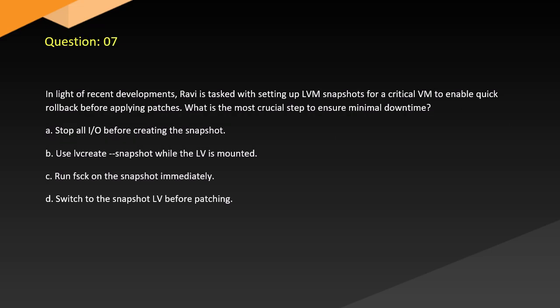Question 7. In light of recent developments, Ravi is tasked with setting up LVM snapshots for a critical VM to enable quick rollback before applying patches. What is the most crucial step to ensure minimal downtime? A. Stop all I/O before creating the snapshot. B. Use lvcreate --snapshot while the LV is mounted. C. Run fsck on the snapshot immediately. D. Switch to the snapshot LV before patching.